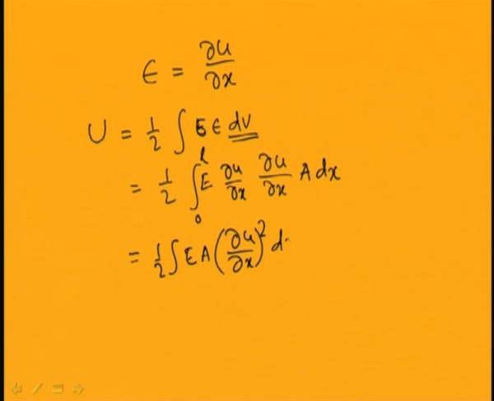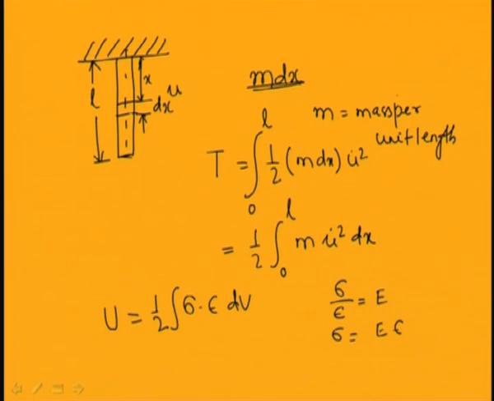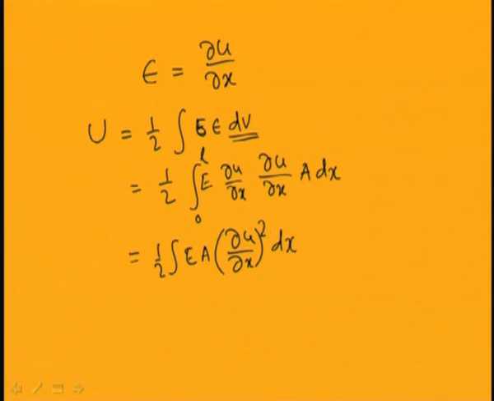We have found the kinetic energy of this small element, that is equal to m into dx into u dot square, and the total kinetic energy of the system becomes half integral 0 to L m u dot square dx. Now we have the potential energy equal to half E A del u by del x square dx. So, the Lagrangian of the system will be L equal to T minus u.